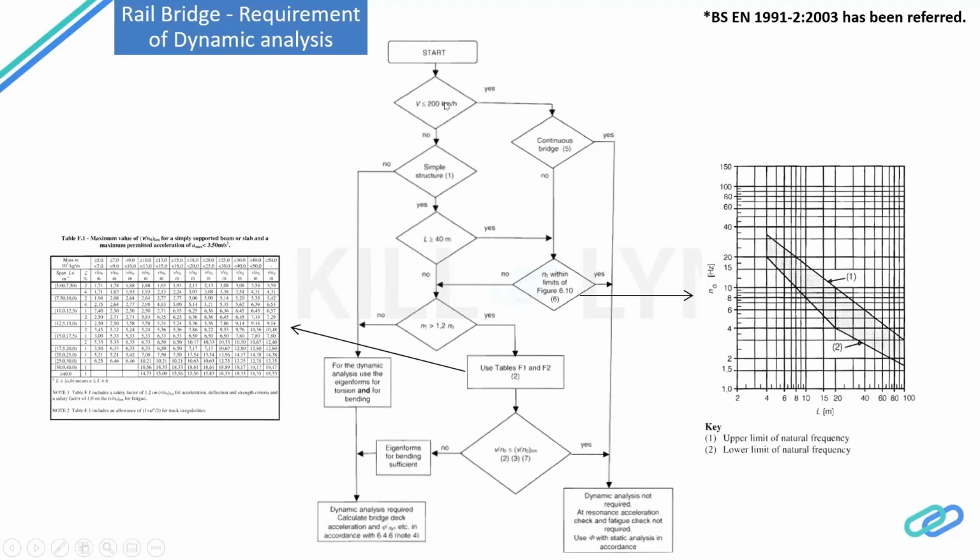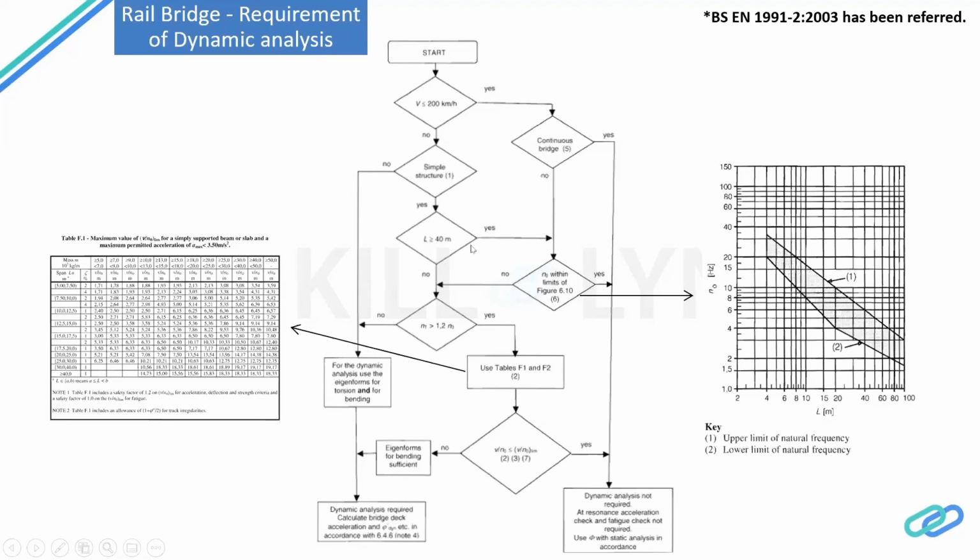If the train speed is more than 200 kilometer per hour, and it is a simple structure with span greater than 40 meter, then the dynamic analysis is not required. We need to use this table. But if it is not a simple structure, if it is continuous or something, then the dynamic analysis is required. The process is something like this.